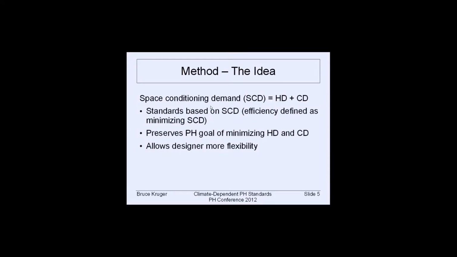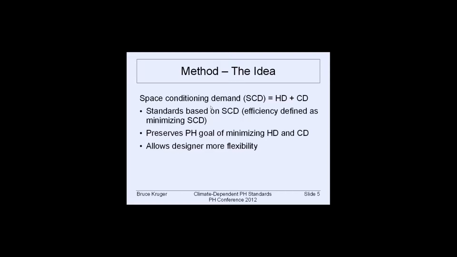So to get at that first idea, I wanted to preserve that fundamental passive house design principle, but I needed a single measure of performance. And so I've combined the two and created space conditioning demand. It's simply the sum of the heating demand and the cooling demand. And I believe that passive house standards should be based on that concept.